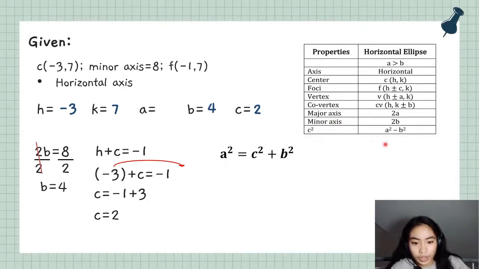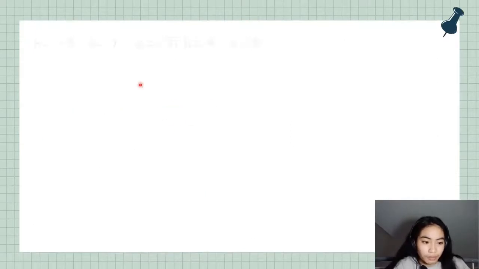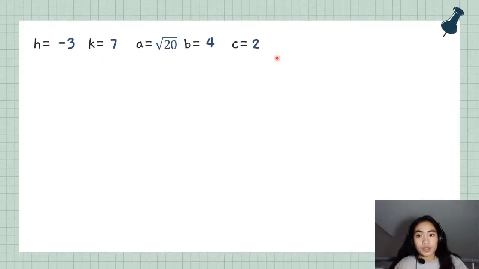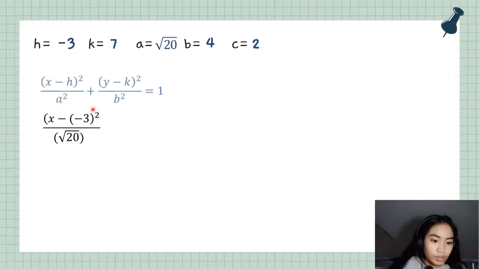To get a, we will use this equation right here, but we need to derive a squared first. So a squared will be equal to c squared plus b squared. Then substitute the given, and our a will be equal to the square root of 20. Now that we know the different values that we need, we can substitute them into our standard equation, and simplify.